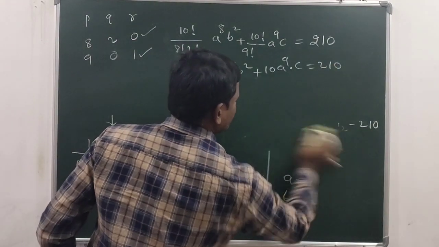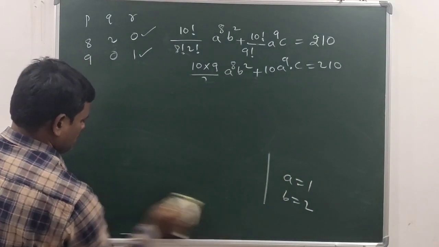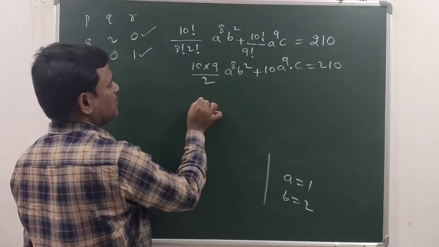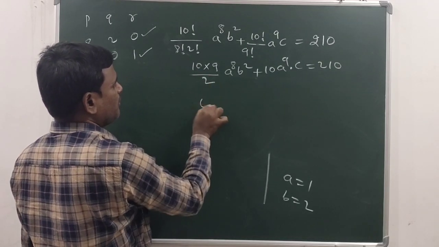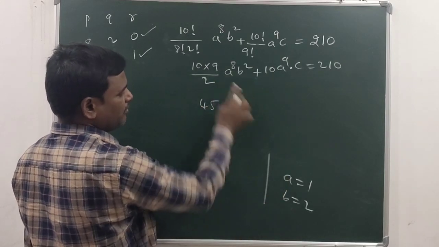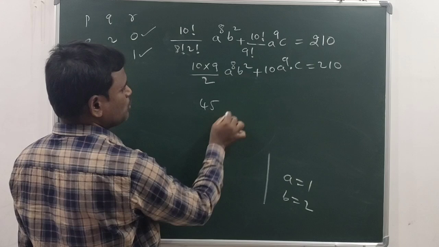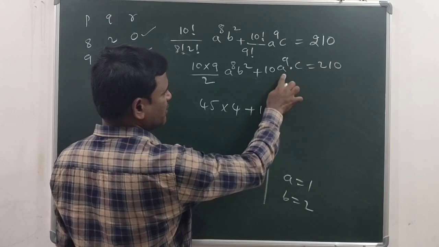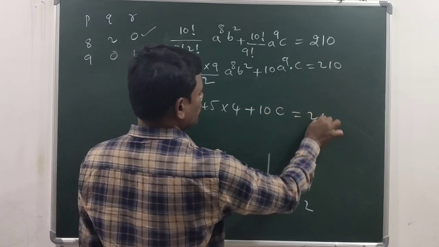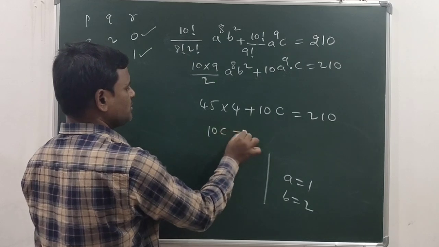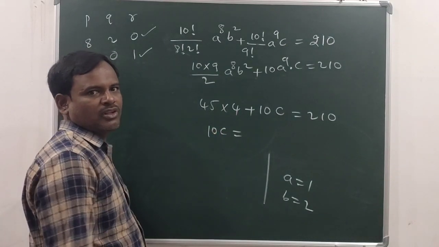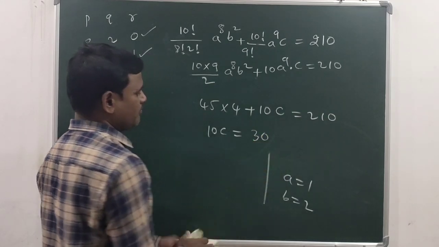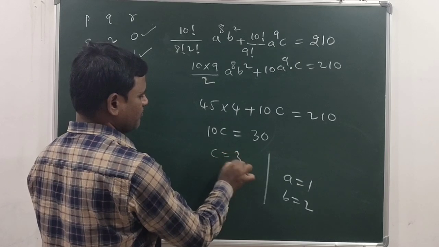Now, 2 fives are 10, so 9 fives are 45. Here the a value is 1 and the b value is 2, so b square is 4. So 10 into a value 1, c, which is equal to 210. Now 10c which is equal to 45 fours are 180. When 180 goes to the right side, 210 minus 180 becomes 30. Now the c value is 3.